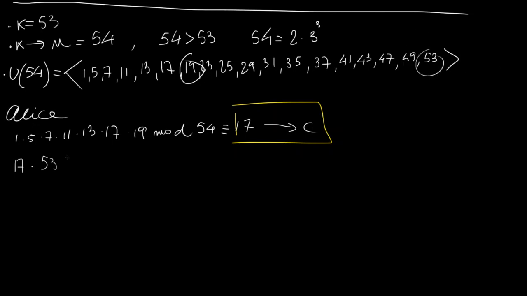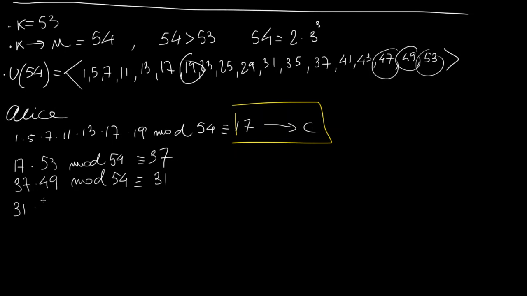Okay, and then the next one is going to be 37 times 49 mod 54, which is congruent to 31. Okay, so these elements are now congruent to negative 1 mod n, so we can keep on multiplying. 31 times the next on the list, 47, mod 54, which is indeed congruent to 53, which is congruent to negative 1. Okay, so this one will go on the list of sigmas. So up to this point, sigma is equal to 1.